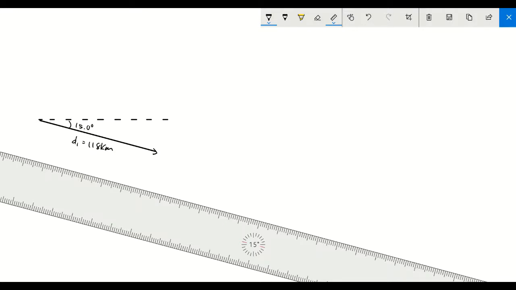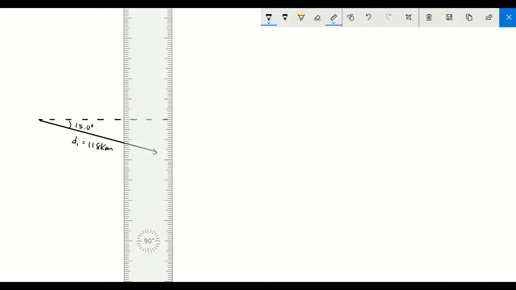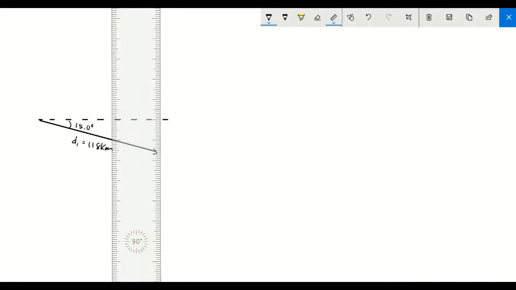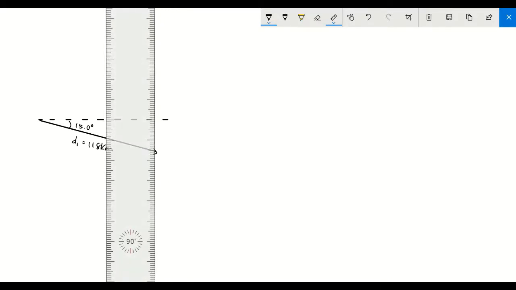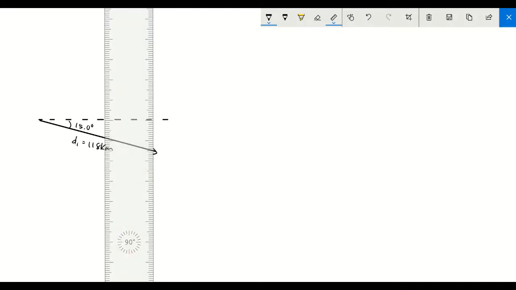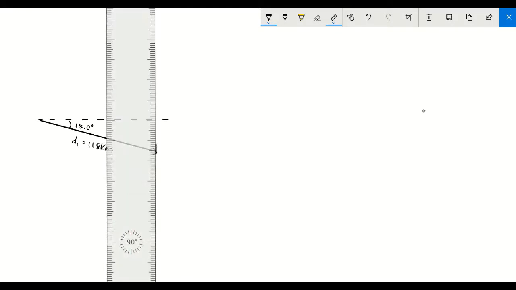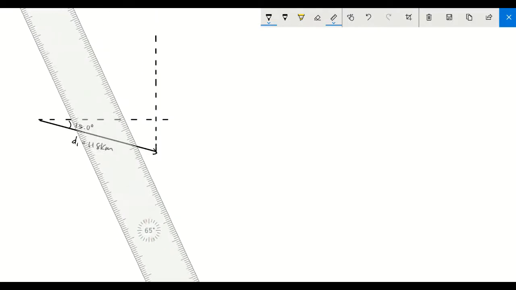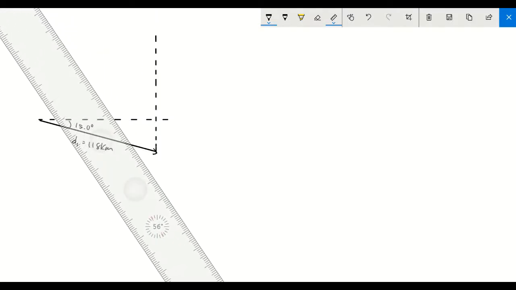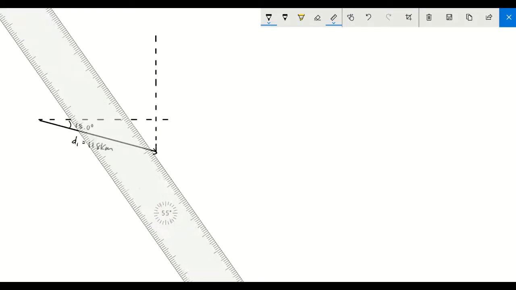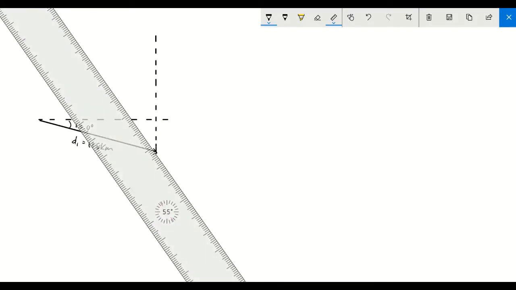It then makes another turn, and this time it turns 35 degrees to the western side of north. So what I'll do here is I'll just use the ruler. Hopefully it'll slide over. Come on, ruler. And I'll put in another dotted line this way so that I know where north is. Okay, so we need to turn this so that we've got 35 degrees to the west of north.